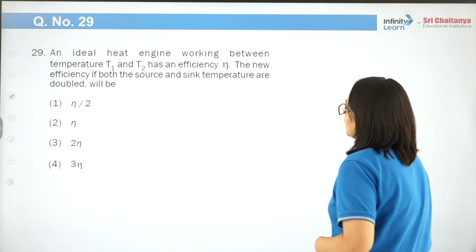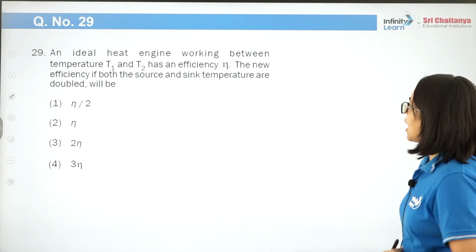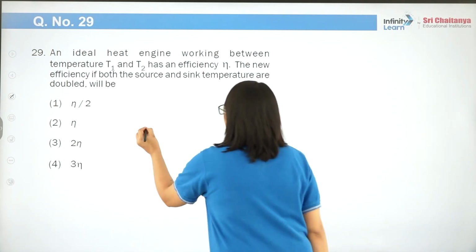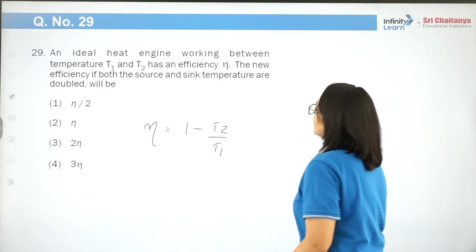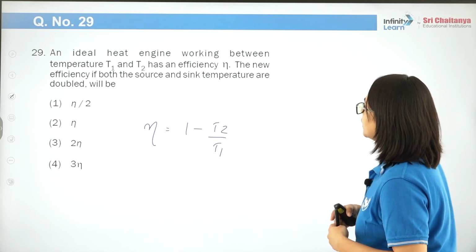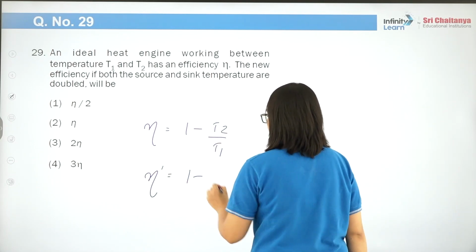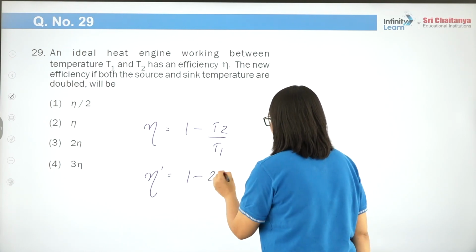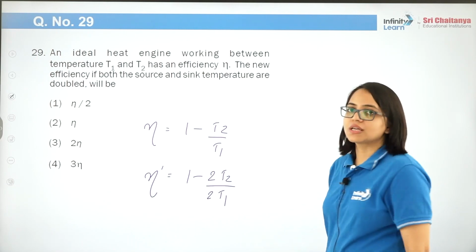Question number 29. An ideal heat engine working between temperature T1 and T2 has an efficiency eta. So eta is 1 minus T2 upon T1. The new efficiency, if both the source and the sink temperature are doubled, will be? So new efficiency is, let's say, eta dash, which will be 1 minus 2 times T2 divided by 2 times T1. We are doubling the temperature of source as well as sink, right?